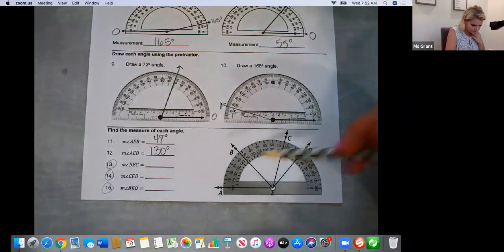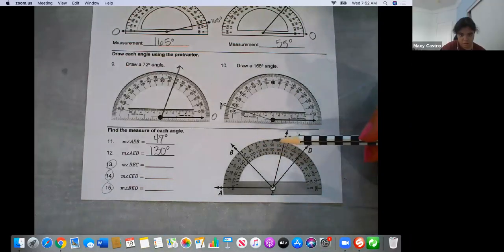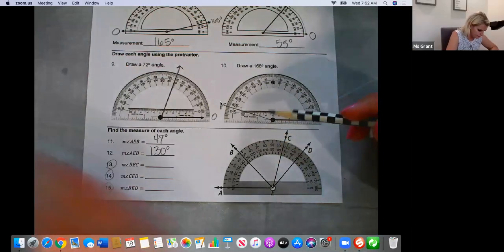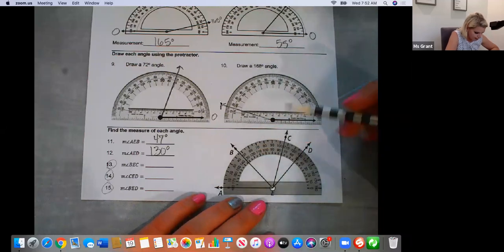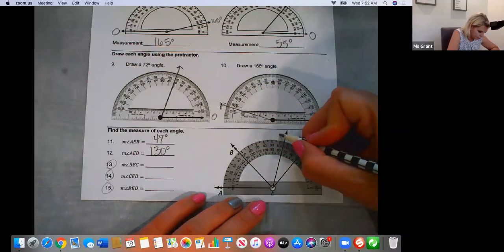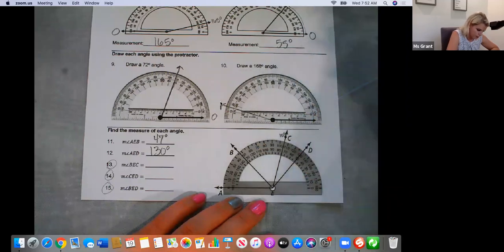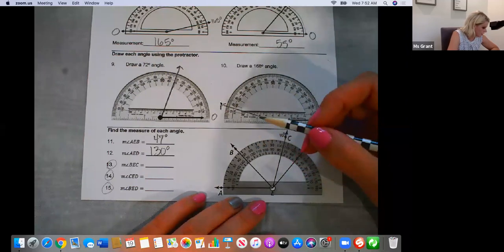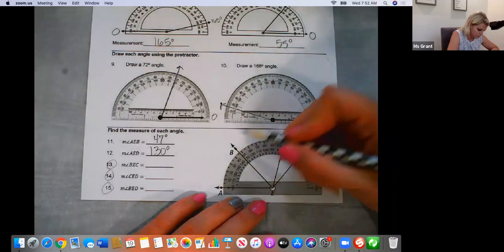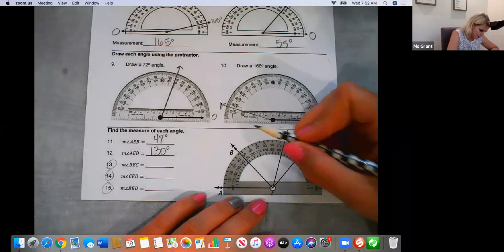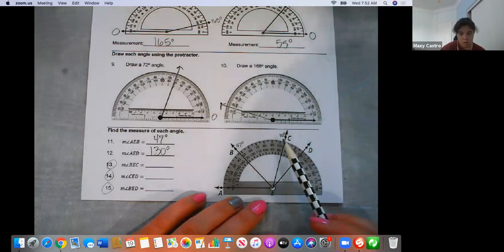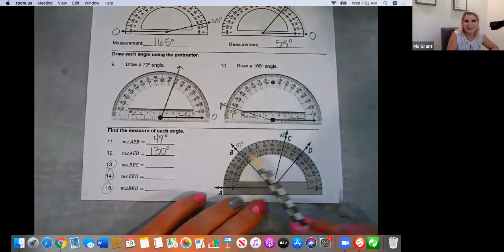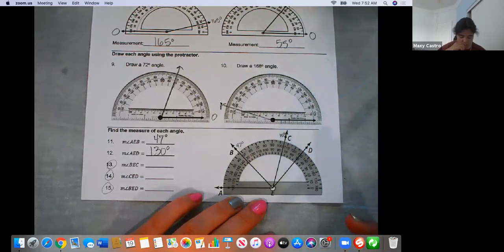Maxie, BEC. 60. You know what I did for BEC? It's like 105 right here, and then 47. If we stick with 47 degrees right here, then you're subtracting 105 minus 47. Is that what you did? I did 45 instead of 47, so I got 60.